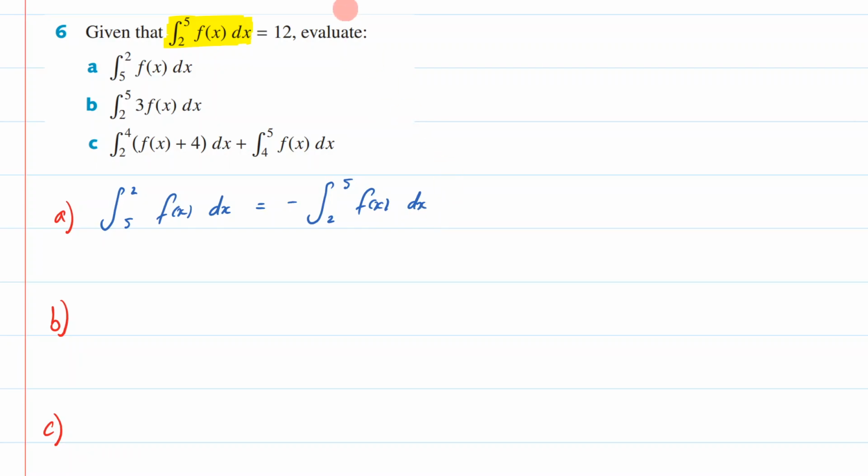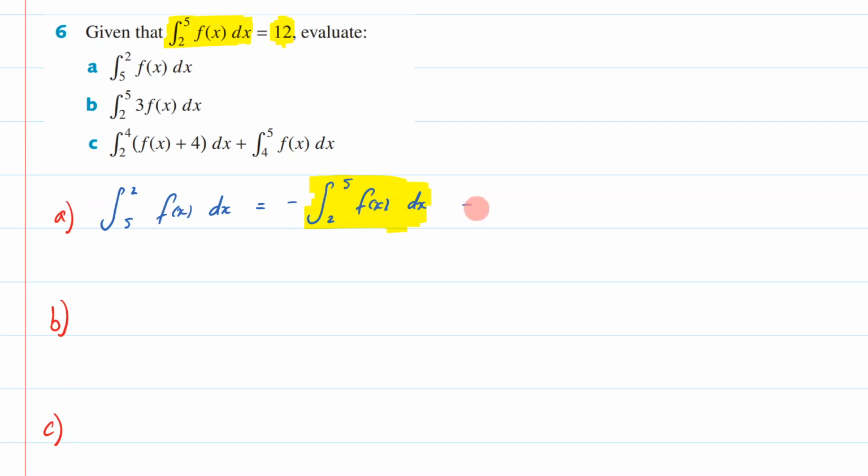Now, do you see how we have what we started with? It's just going to be that, but now it's negative. So when I swap my upper and lower boundaries around, it's now just the negative of what I started with. Well, I know that this highlighted portion in yellow is equal to 12, right? So it's just going to be negative 12.